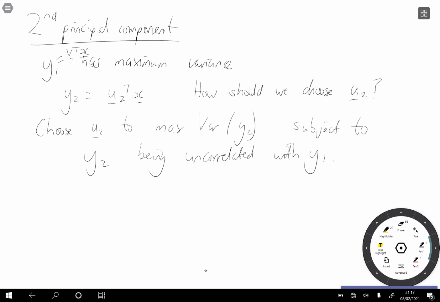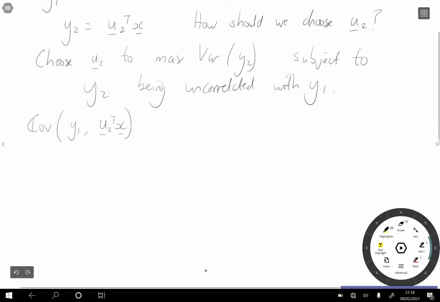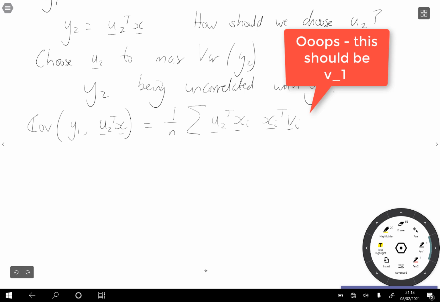So what does that uncorrelated condition look like? Well, first of all, let's compute it. We consider the covariance between y1 and u2 transposed x, because if the covariance is 0, then the correlation is automatically 0. So we just need to find something that makes the covariance 0. The covariance is going to be 1 over n times the sum of u2 transposed x_i times x_i transposed v_i, using the same trick as we used before.